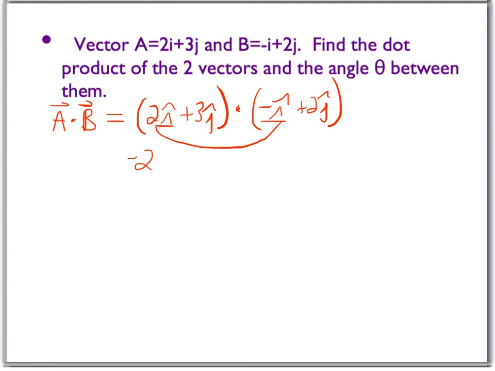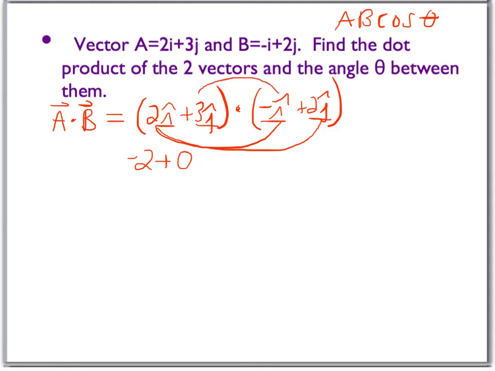Now we could also take the 2 i hat and dot it with the 2 j hat. But remember, when you have an i hat and a j hat, those two are perpendicular to each other. And when you have the angle being 90 degrees, the cosine of that angle is 0. So when you take A and B and multiply by the cosine of the angle between them, you end up with just a 0.